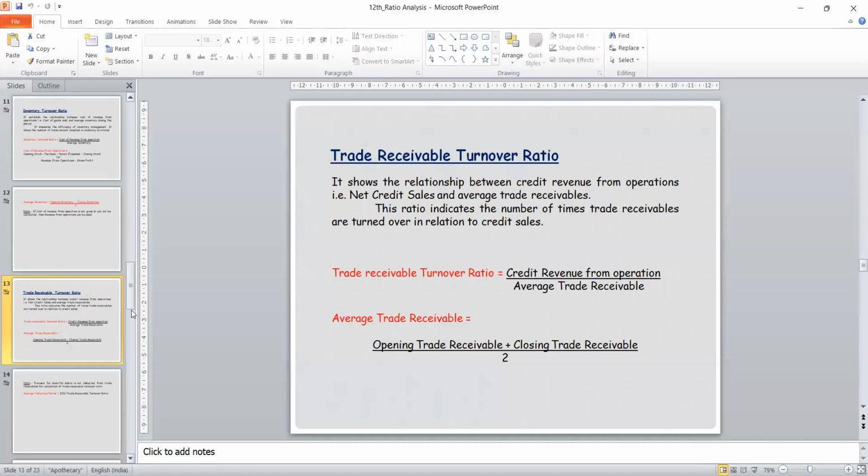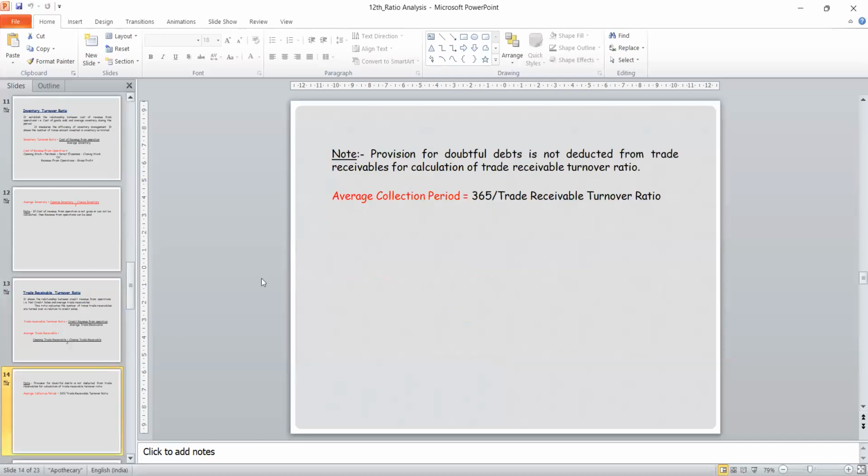Means how much amount is still recoverable, is still to be recovered. Okay. So trade receivable turnover ratio equals credit revenue from operation divided by average trade receivable. Now, trade receivable means amount which is to be received from debtors or bills. So in trade receivable, both are included, debtors and bills receivable. So if we are writing average trade receivable, it means average debtor plus average bills receivable. Okay, you can write this formula like here.